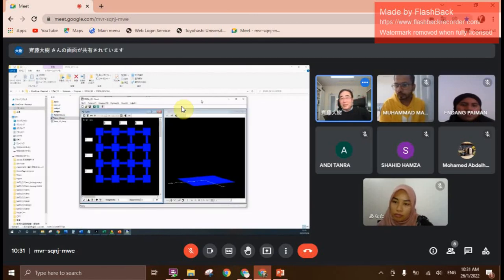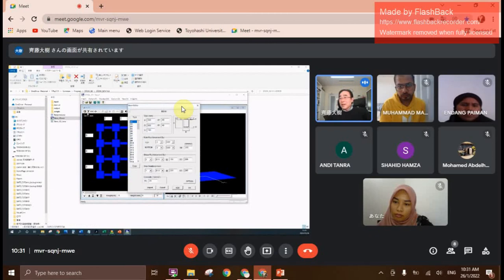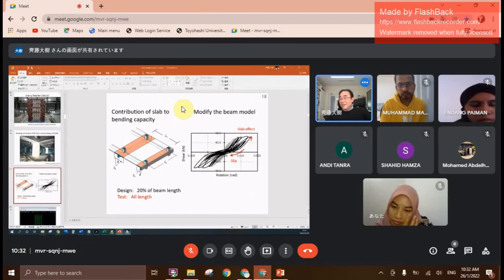When you run Stella 3D and click beam, you can see there's a slab here, but not all the slab. It is like a T-shape slab, right? So how much area should you consider? This is different depending on design code. Usually we consider 20% of beam length, left and right side.